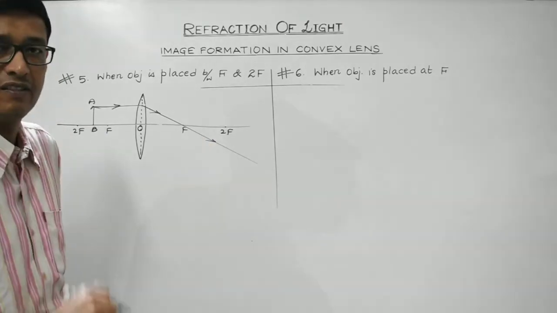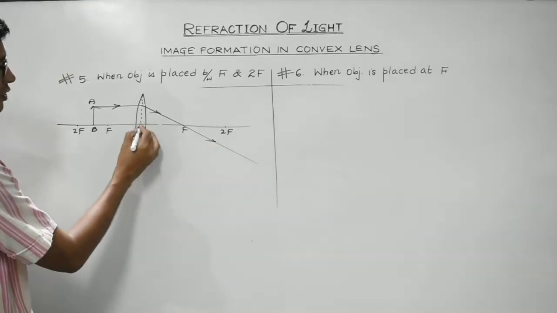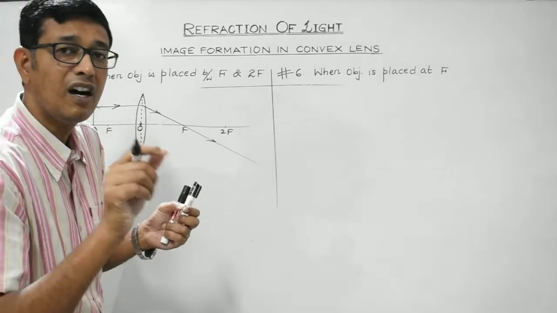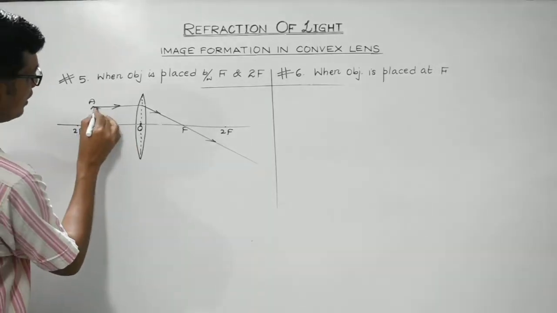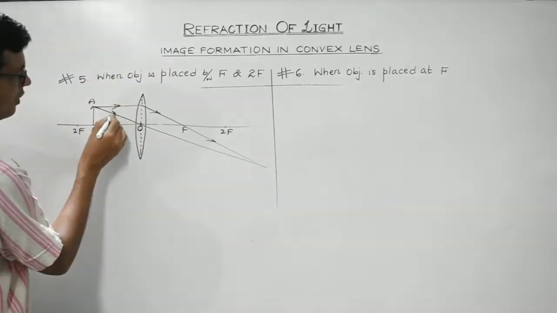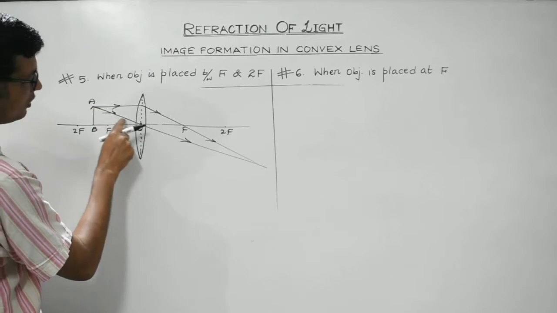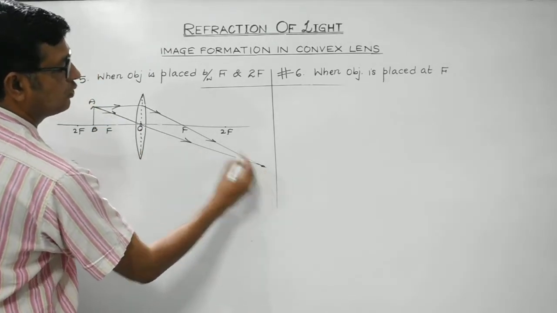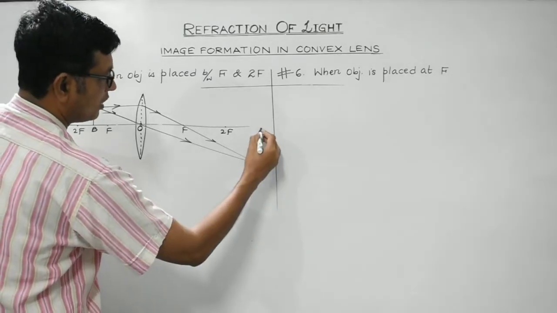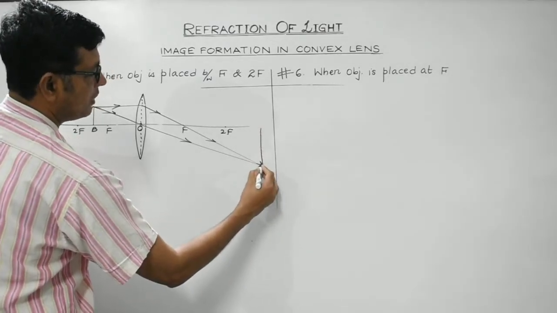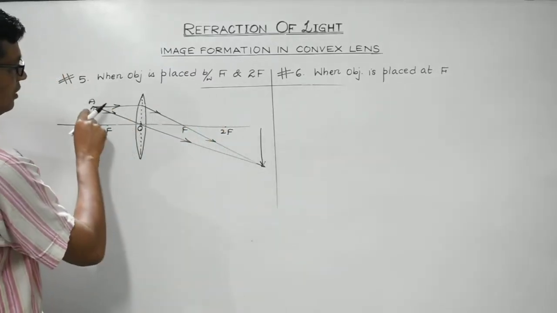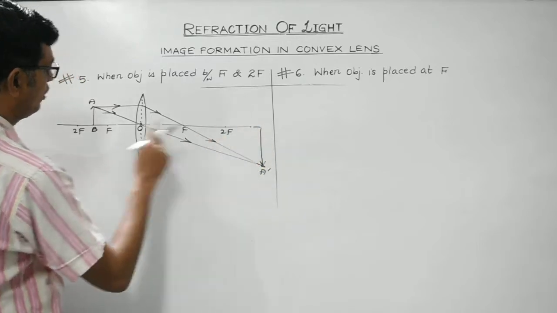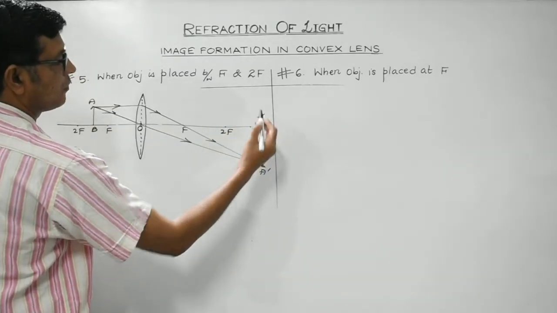That's rule number one. The second rule is, students, this is the optical center, and any ray passing through it will remain undeviated. So that's the second rule. This is the ray which passes through the optical center, it will remain undeviated. These two refracted rays meet at a point over here. If you drop a perpendicular to the principal axis, here the image will be obtained. And obviously, the top point will get inverted. So this is A dash and the corresponding point of B would be B dash.